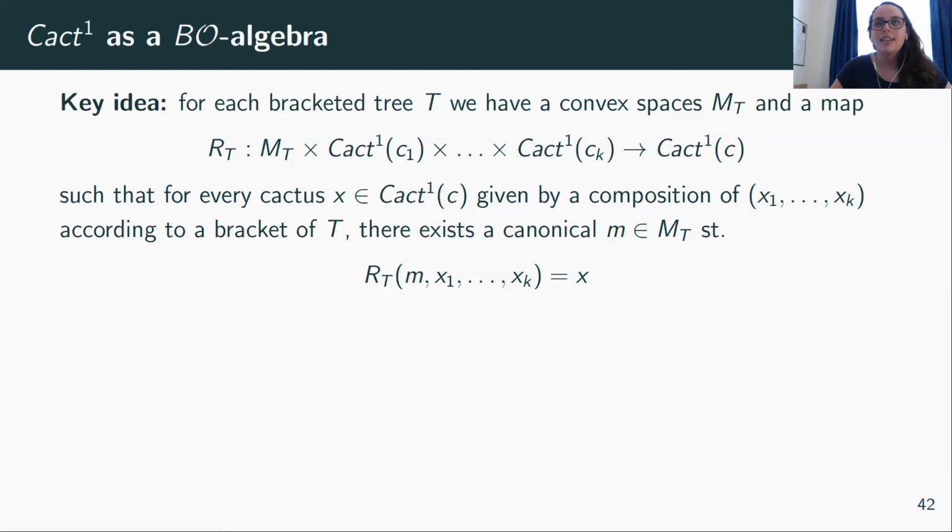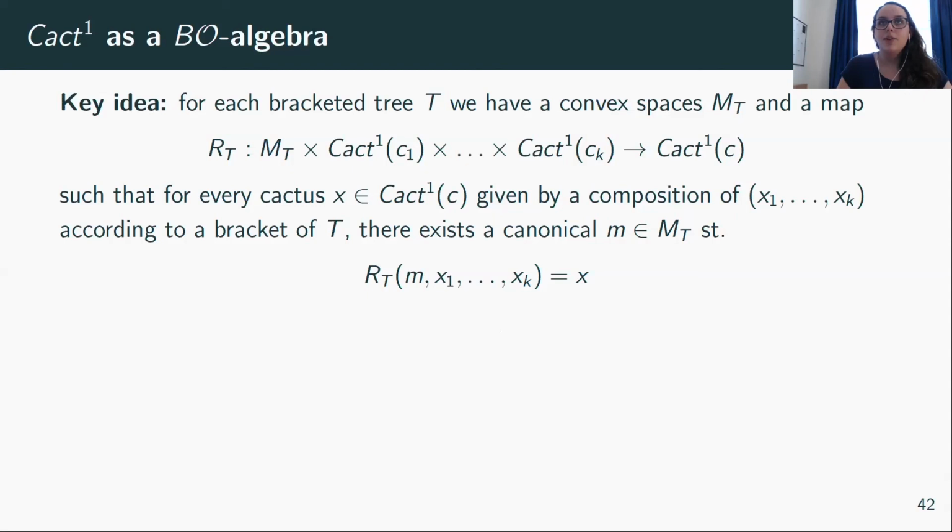So I think the crucial step is that we found renormalization maps that have as a parameter a convex space, and you can find ways to express the composition of cacti using these reparameterizations.